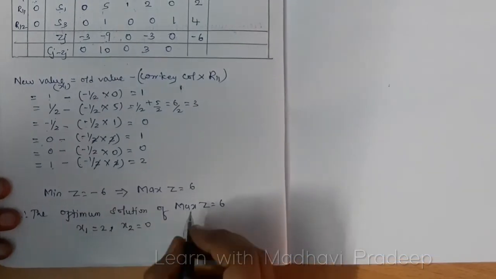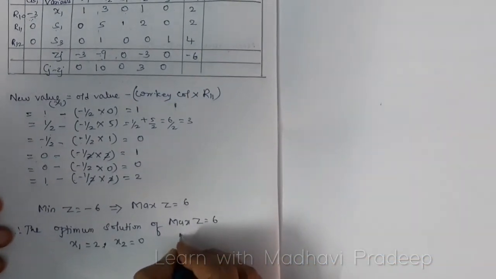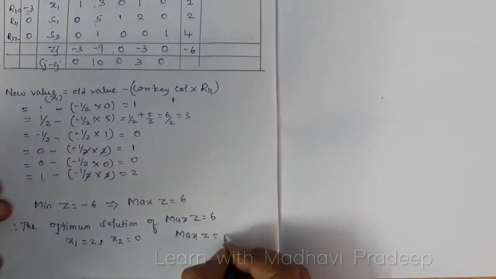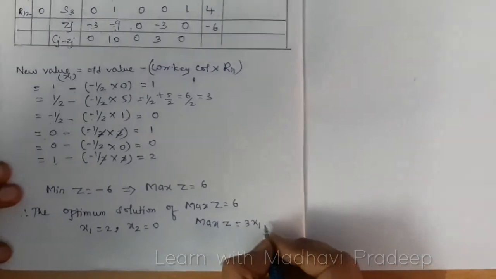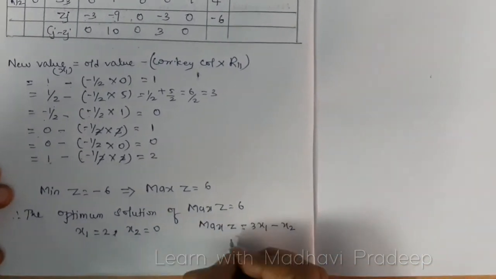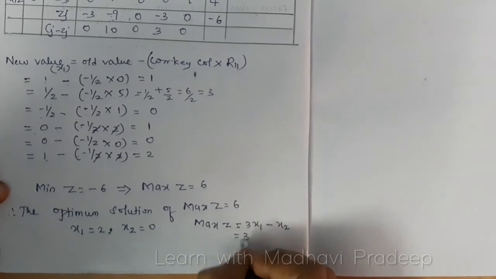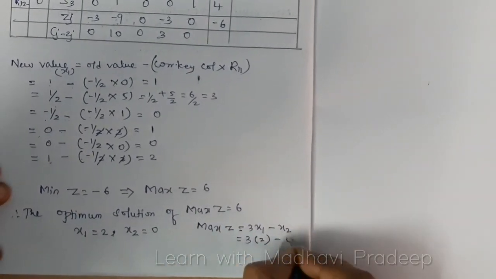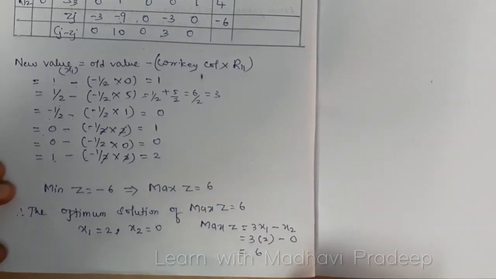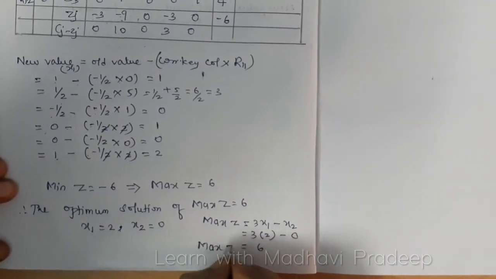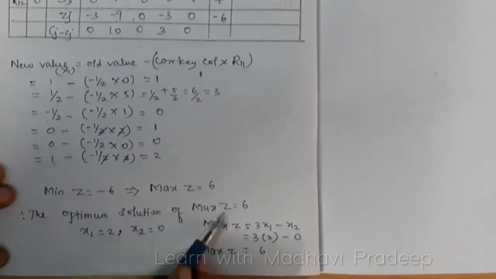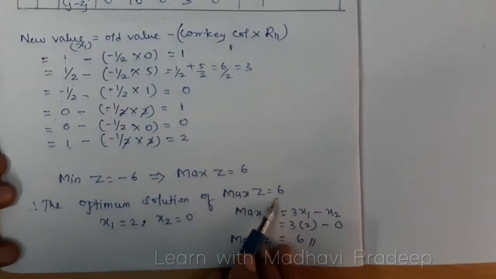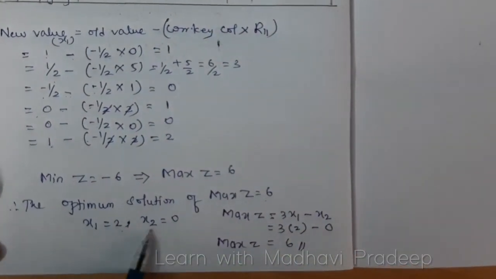Let's cross check this. Write down the objective function: max z is equal to 3x1 minus x2. Substitute x1 value we have got, 2, and x2 value 0. So 3 into 2 is 6. When you verify, we have got the same answer. That means we have reached the optimum solution. So max z is equal to 6 is the answer, x1 is equal to 2 and x2 is equal to 0.